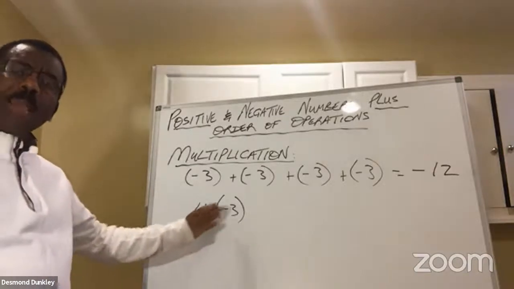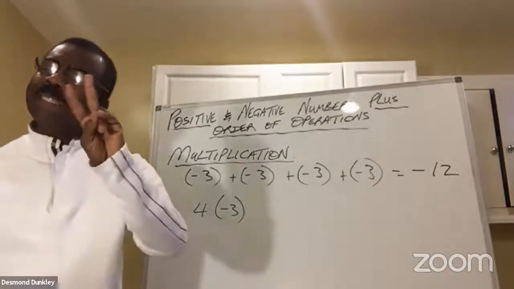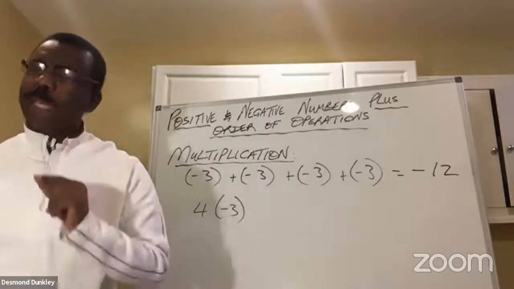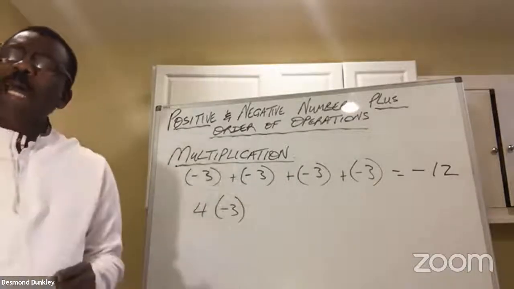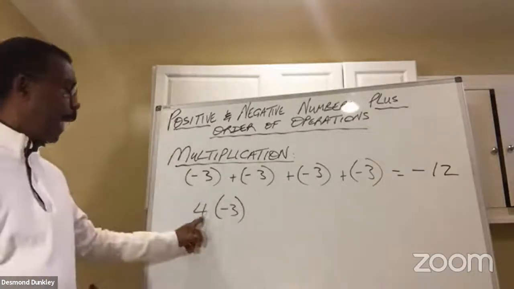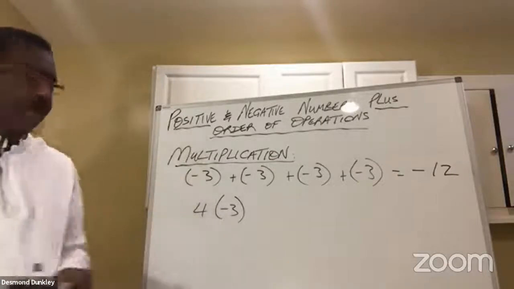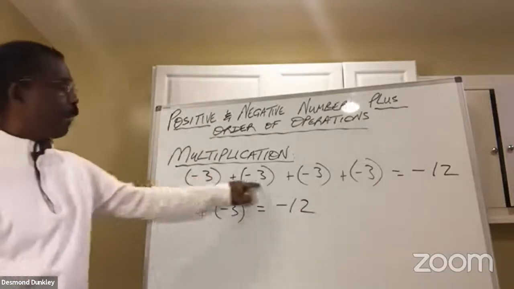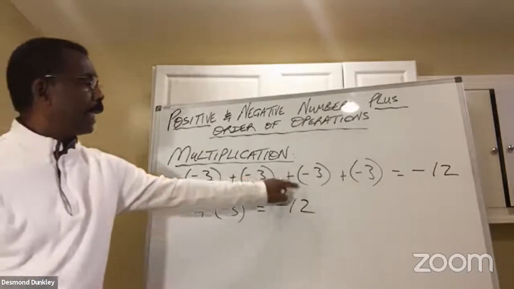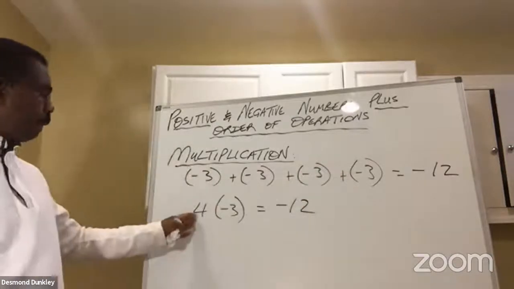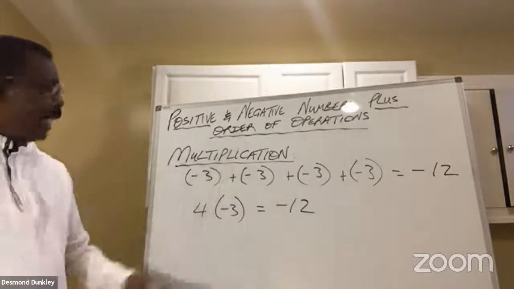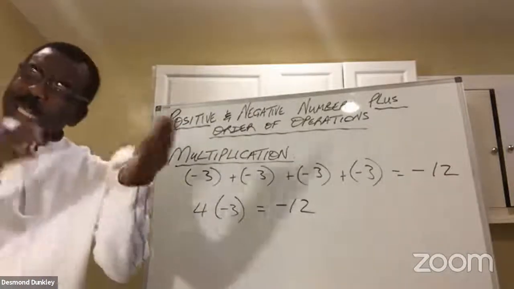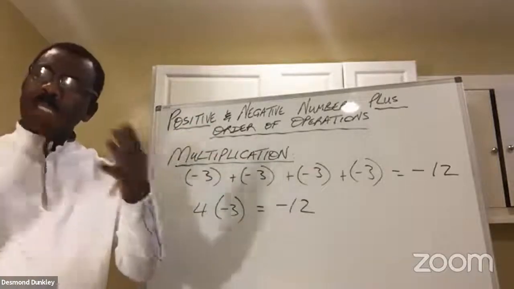Here, 4 times negative 3, I'm saying to you that once the signs are different, the result will always be negative. Let me say that again. If you're multiplying two things and the signs are different, the answer will always be negative. And this is the proof right here. Negative 3 plus negative 3 plus negative 3 plus negative 3 is the same as 4 times negative 3. And we know that if we add these negatives together, we get a total of negative 12. So they tie together, they come right back to make sense.